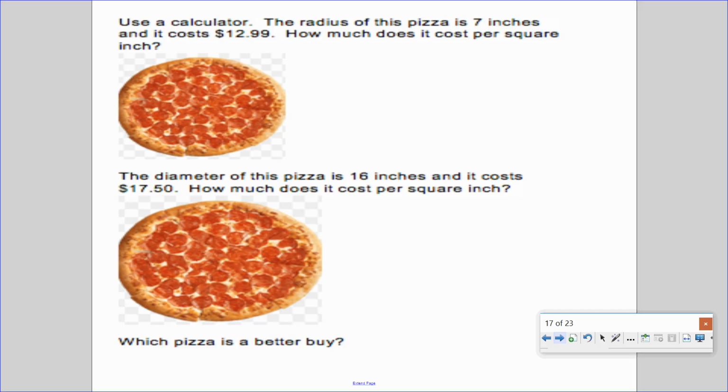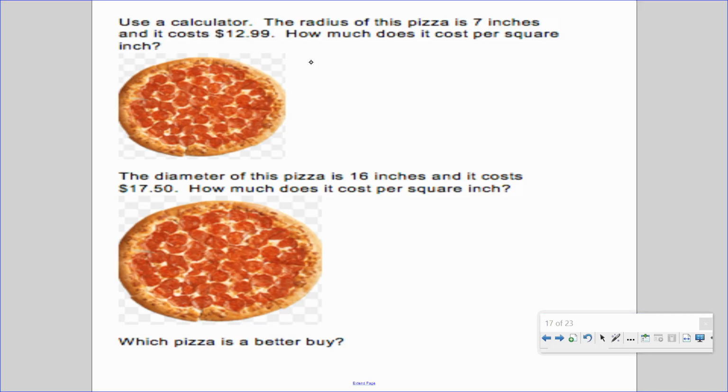All right, our last thing we're going to do is the following. You may use a calculator. The radius of the pizza is 7 inches, and it costs $12.99. How much does it cost per square inch? The diameter of this pizza is 16 inches, and it costs $17.50. How much does it cost per square inch? Which pizza is a better buy? Which one is cheaper for every square inch?